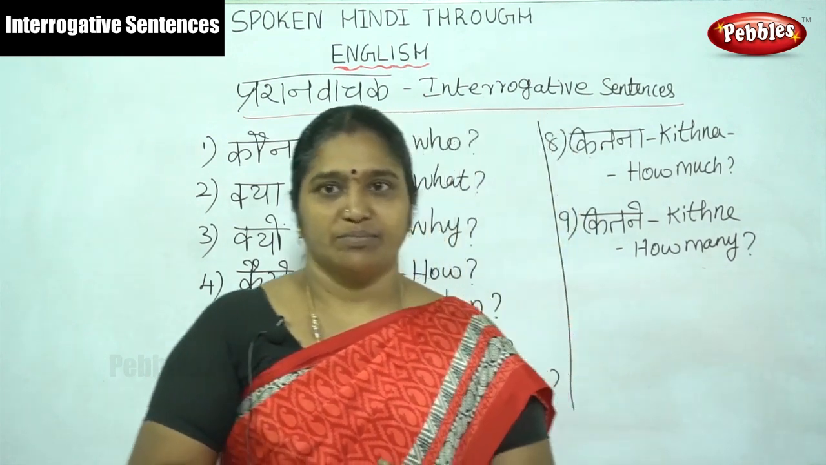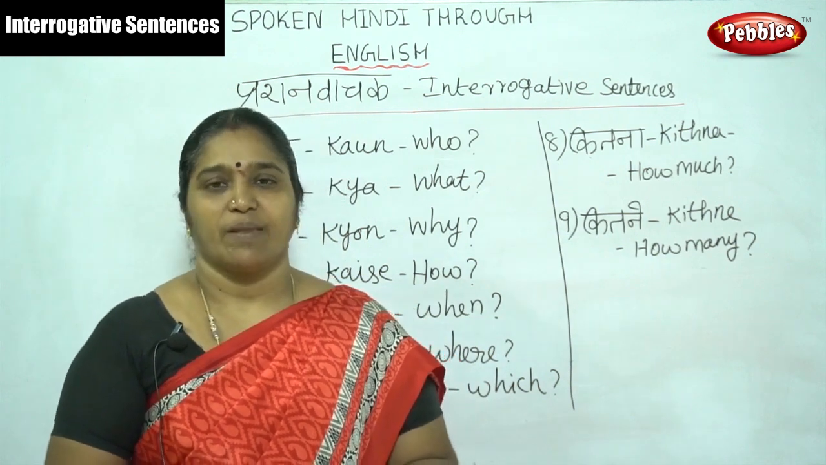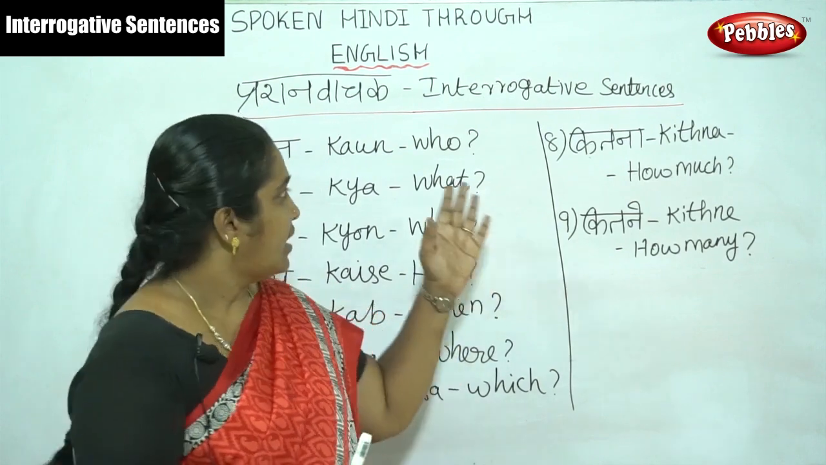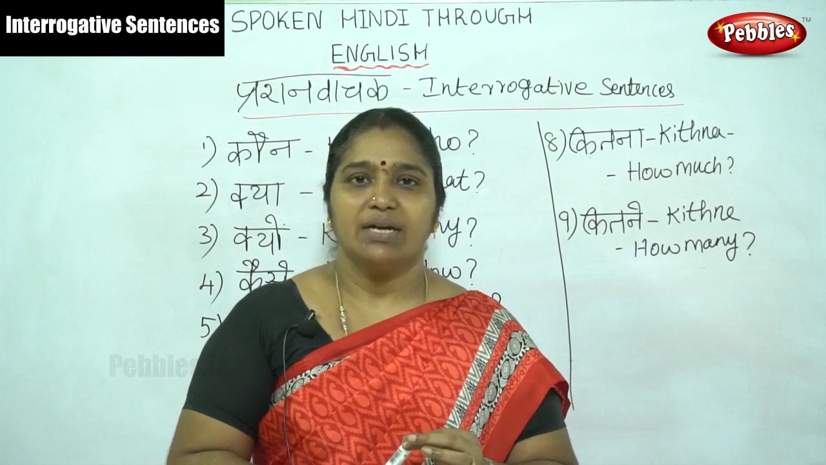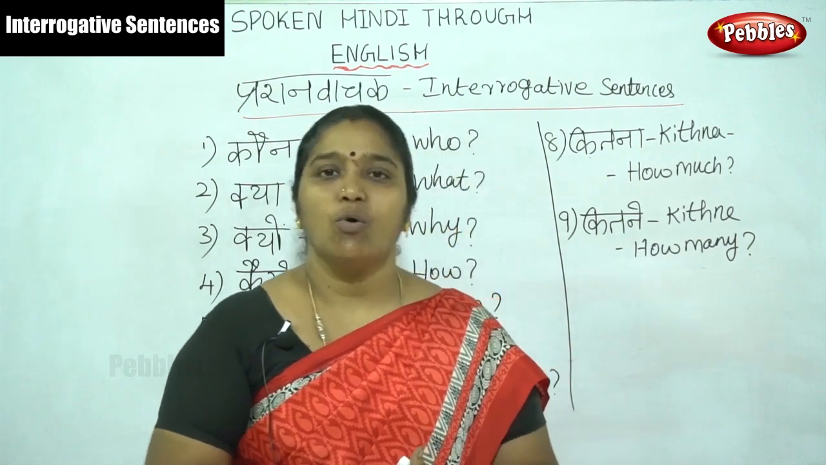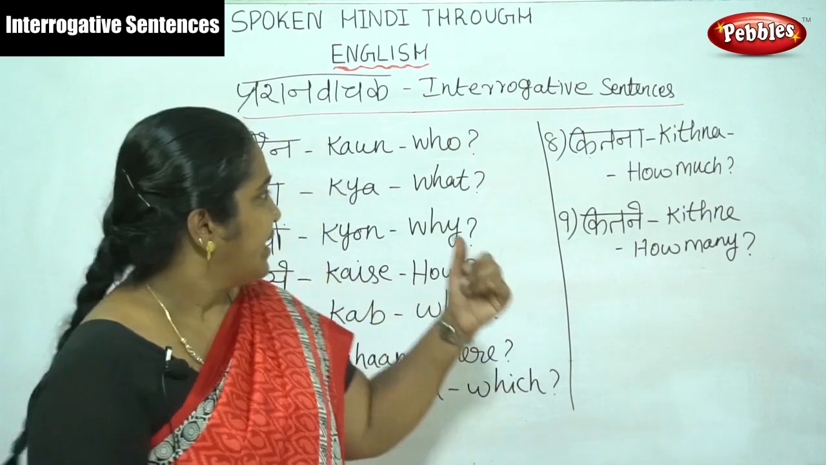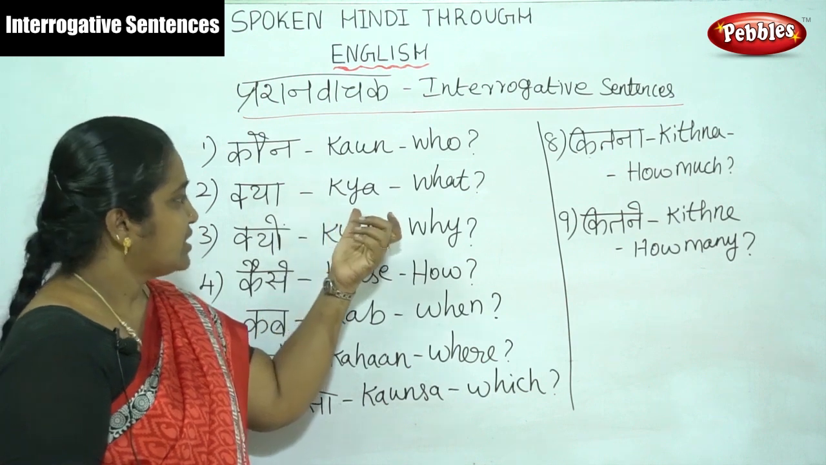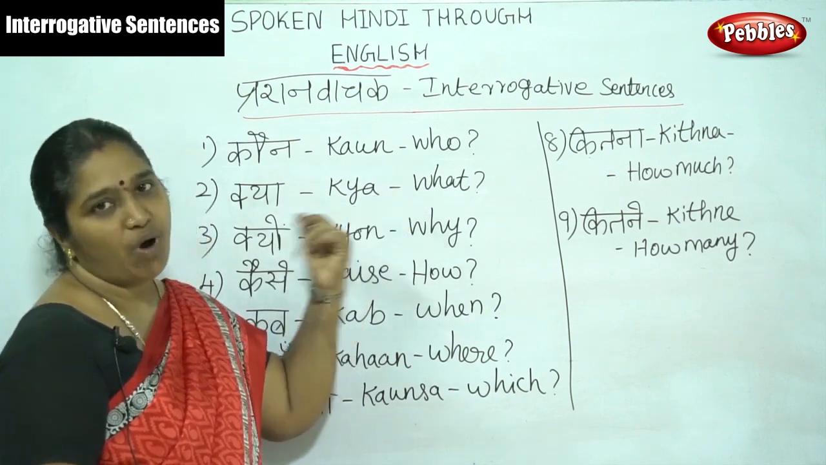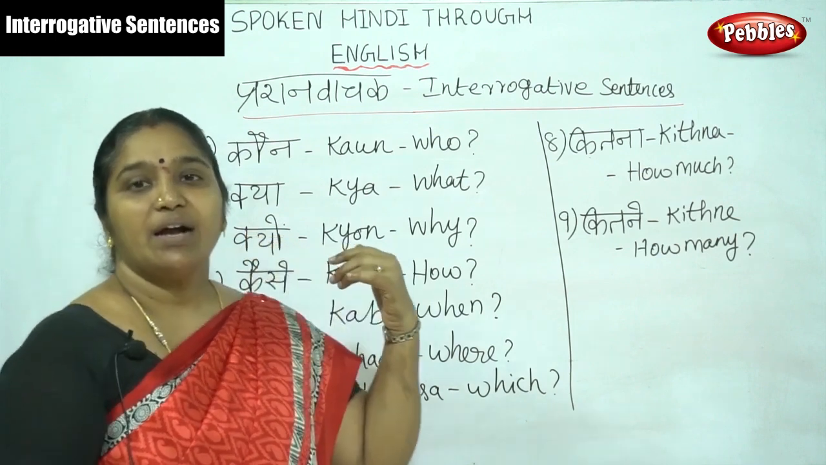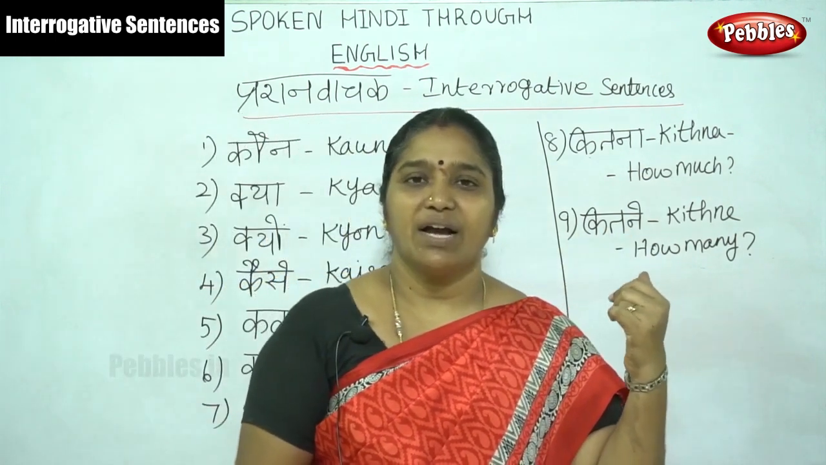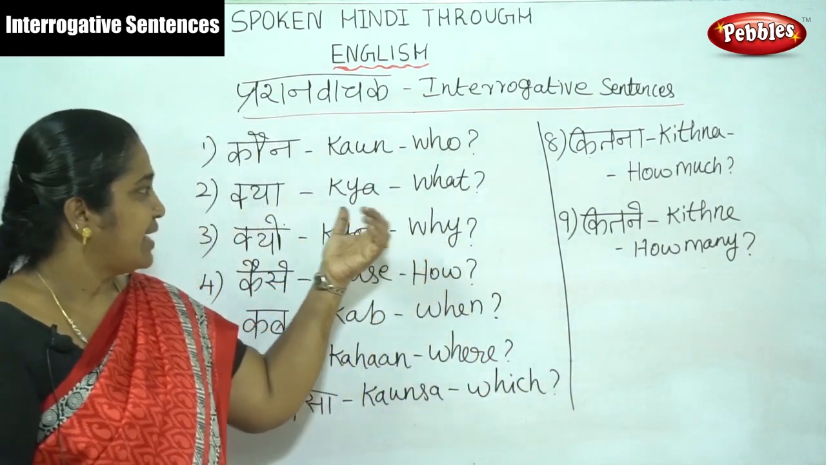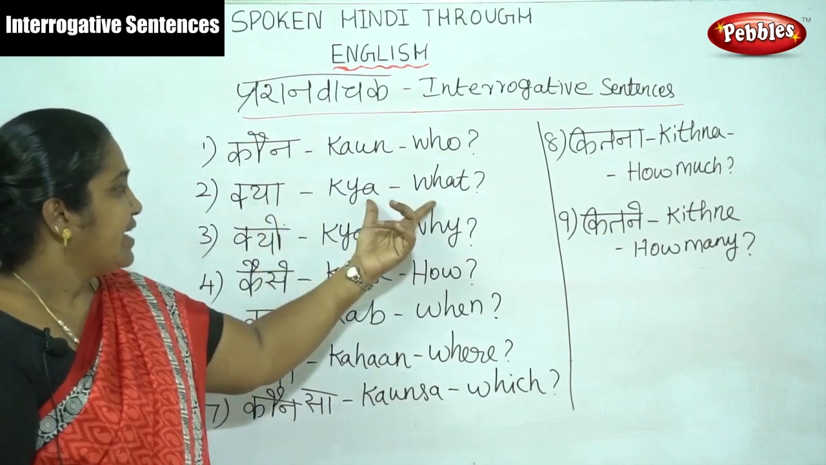Who are you? तुम कौन हो? It is the simple example for who. तुम कौन हो means who are you? Then the second one is क्या. The pronunciation is kya. The meaning is what. तुम क्या कर रहे हो? What are you doing? This is the meaning. क्या means what.